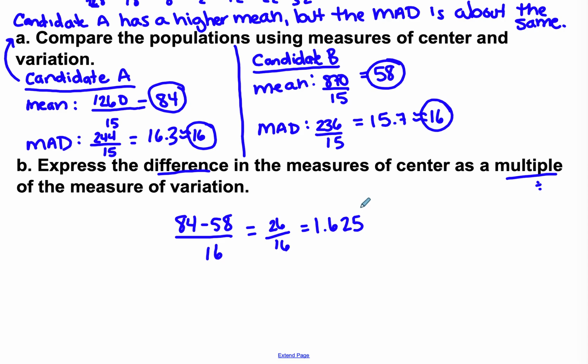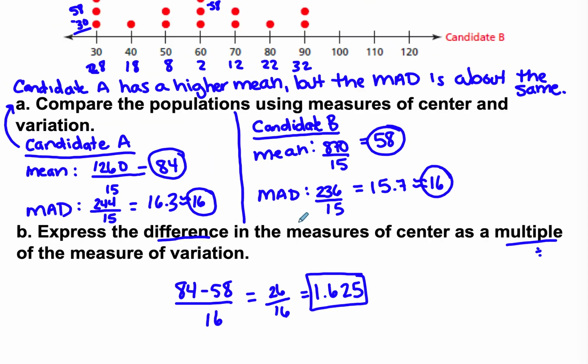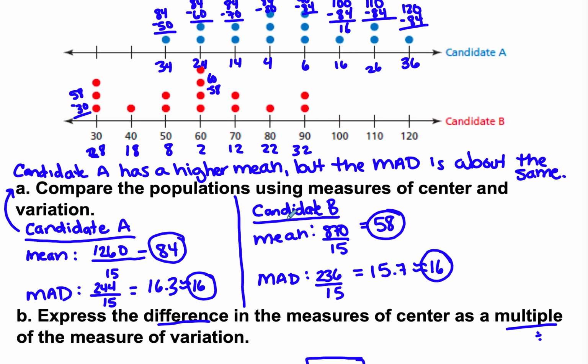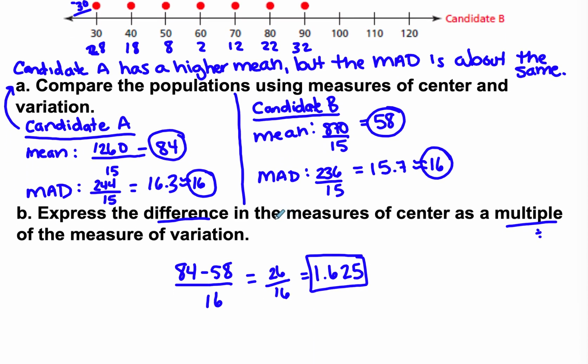This number here tells you about how much overlap there is between the data sets. So the 1.6 tells you there's some, but not a lot of overlap. So you can see that there's quite a bit of overlap in between the two data sets. All right, let's go ahead and take a look at our next problem.